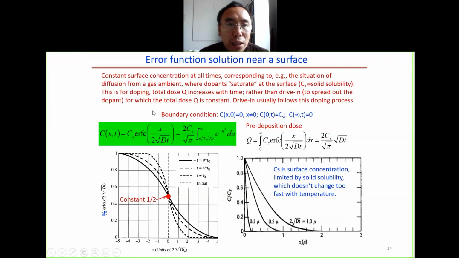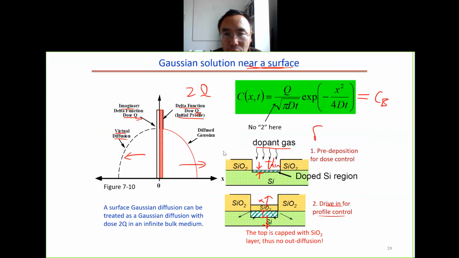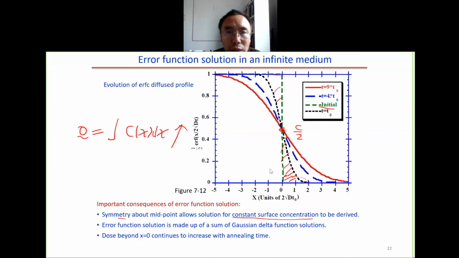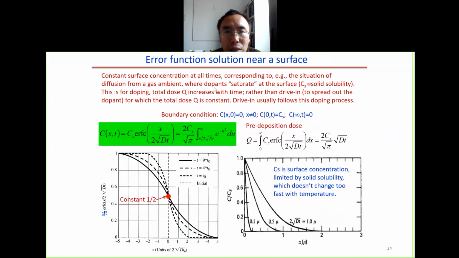So here we can see that we have a constant surface concentration. This constant surface concentration corresponds to the situation of, for example, diffusion from a gas ambient. So that means the surface concentration in this pre-deposition step is constant. The number is given by the dopant saturated at the surface, so it's given by solubility. So this one is for the doping process.